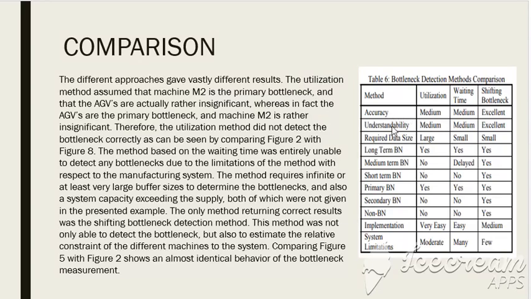Now here it has the methods: utilization, waiting time and shifting bottleneck. For accuracy, utilization is medium, waiting time is medium, but shifting bottleneck is excellent. Understandability is medium in both, but in shifting bottleneck it is excellent. Required data size is large in utilization, and small in both others. Then long term, medium term, short term, and primary bottleneck. Implementation system limitation is moderate and many, and for shifting bottleneck it is few.